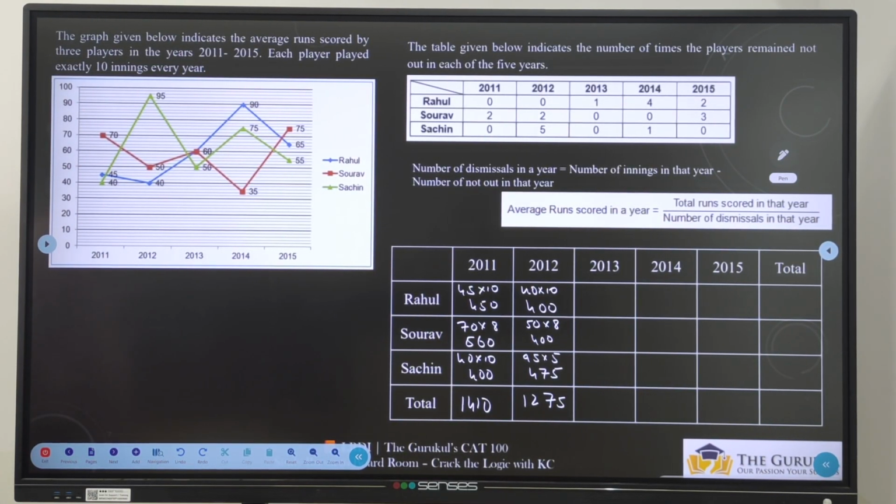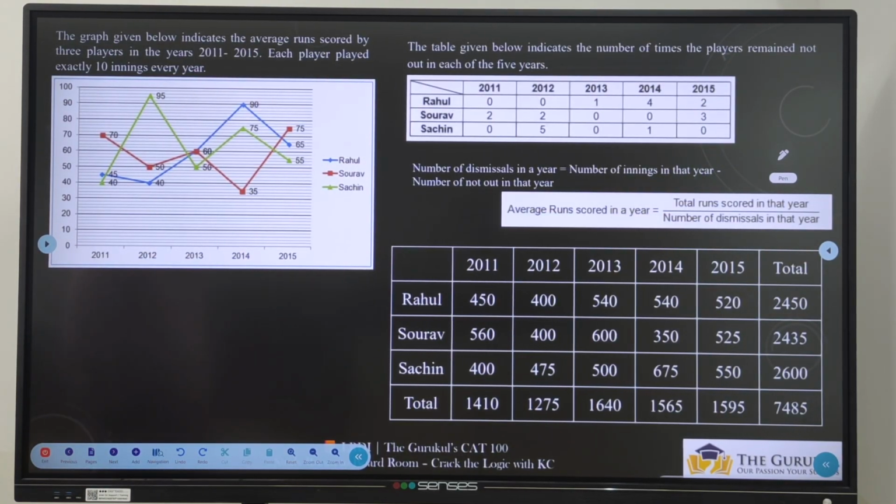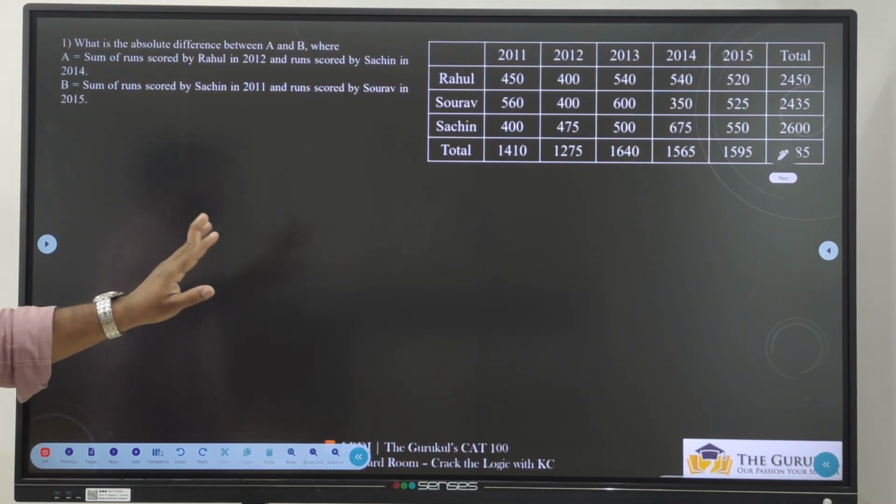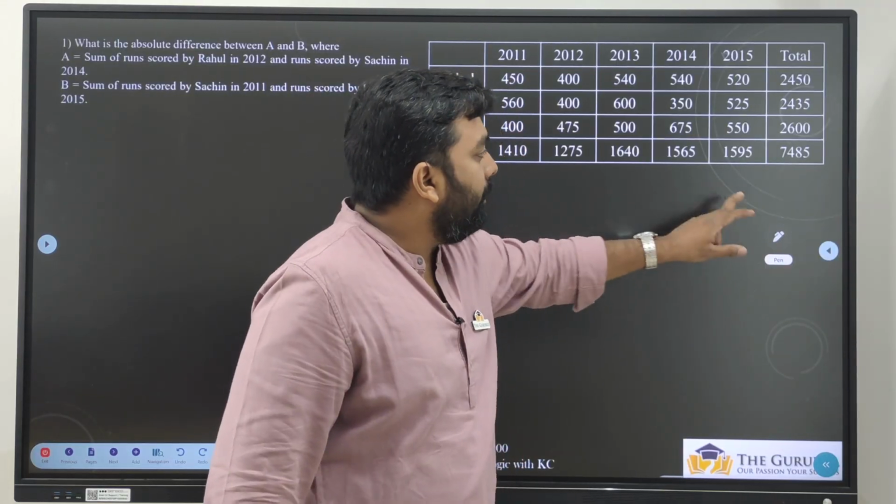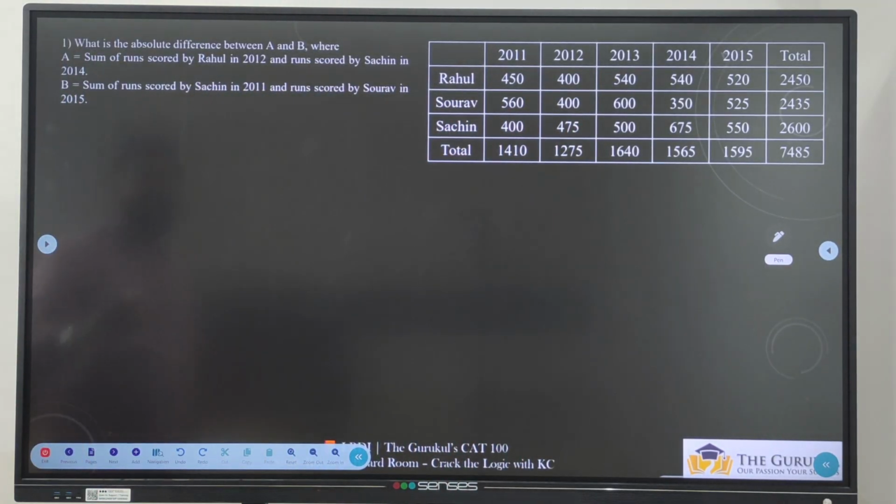Then we'll enter into the questions. Okay, so we will get a table like this with all the values filled up. Now let us see all the questions one by one. And let's remove the graph now, because we already have the table completed with all the values. We don't need a graph anymore.